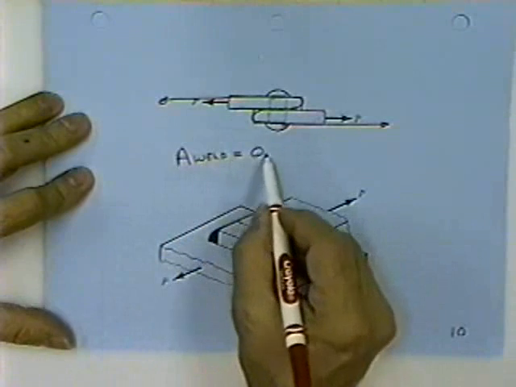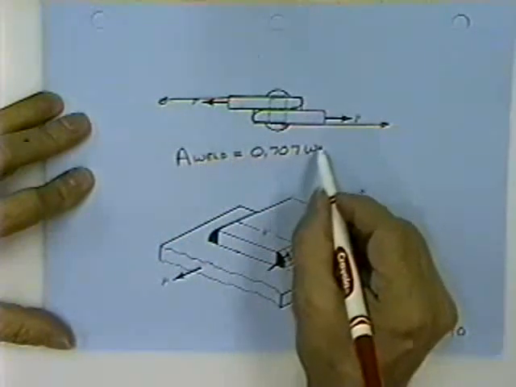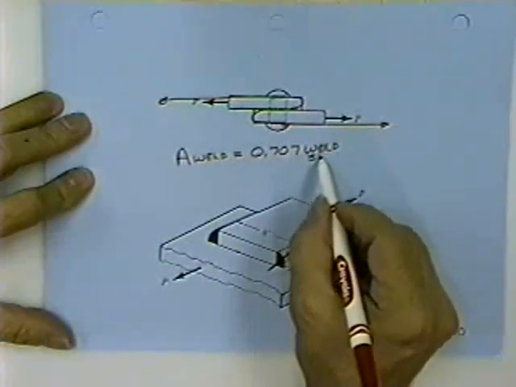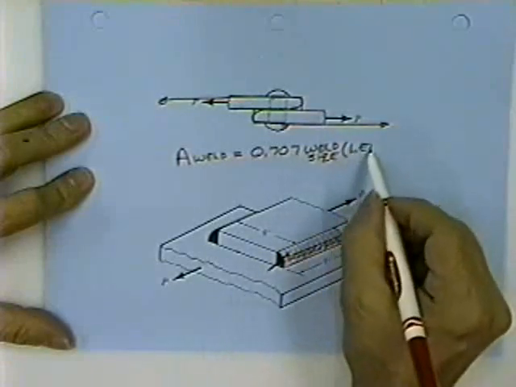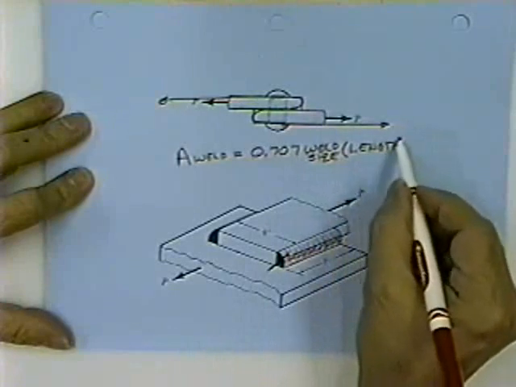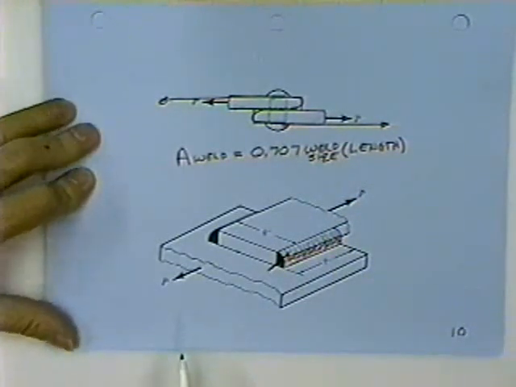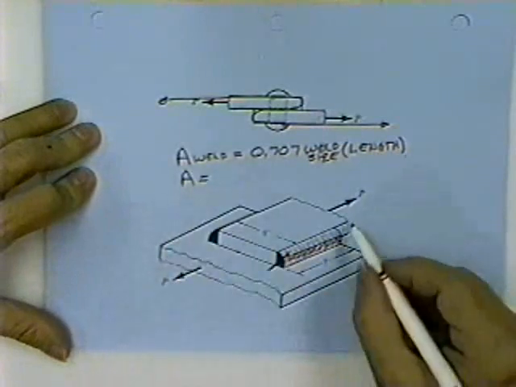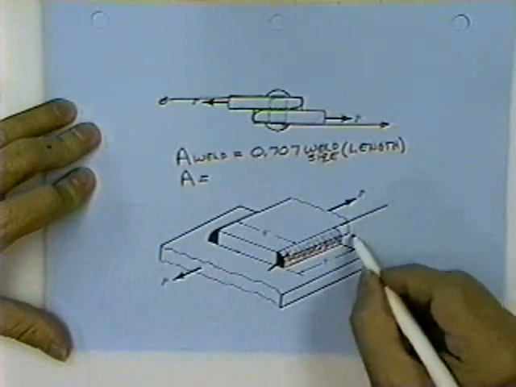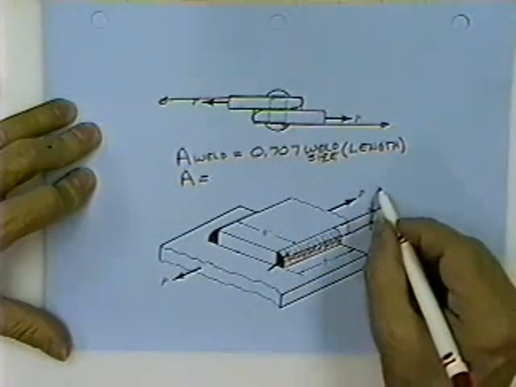The area of a weld is equal to cosine of 45 degrees times the weld size times the length of the weld, and then, of course, if there's one on both sides, the length would be the one on this side and the one on that side. In this case, the area would equal, let's just say that this weld has a size of 1 inch.